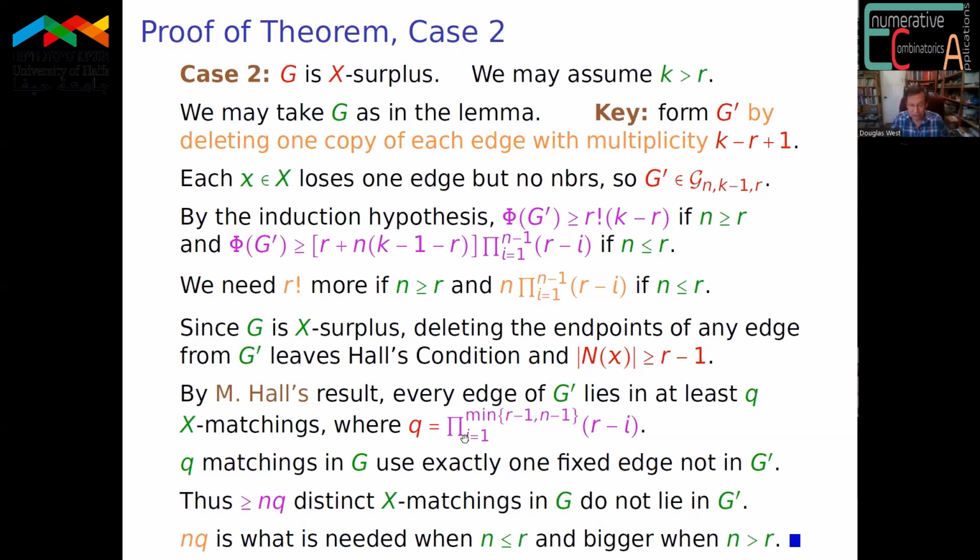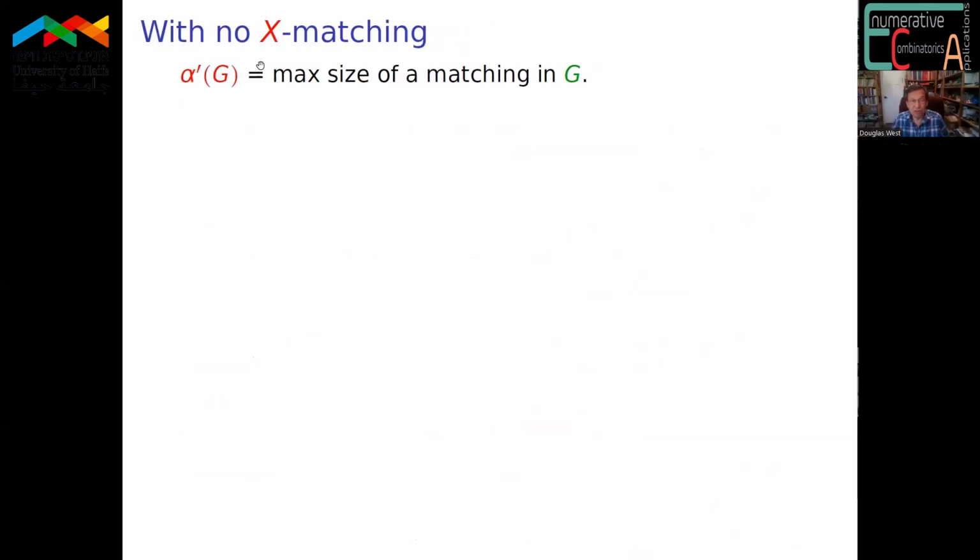Look at Q. If n is at most r, Q is exactly this falling factorial, and we get n times Q, that's exactly how many we needed. And if n is bigger than r, well, then we get n times Q, where Q is r minus 1 factorial, which is at least r factorial, bigger than r factorial. So that actually completes the proof of the theorem. Well, except I was assuming Hall's condition. So I was assuming there was an X matching.